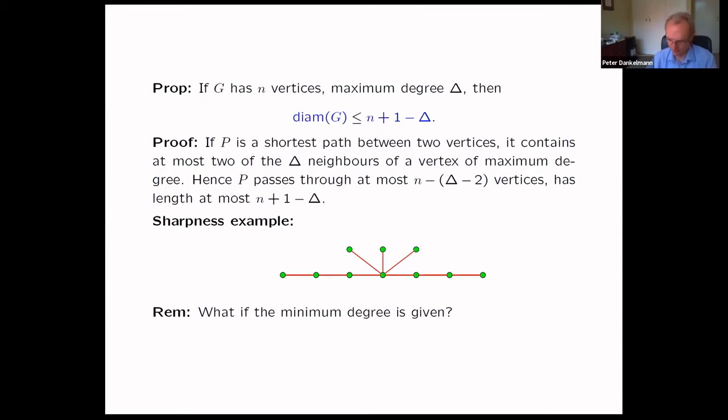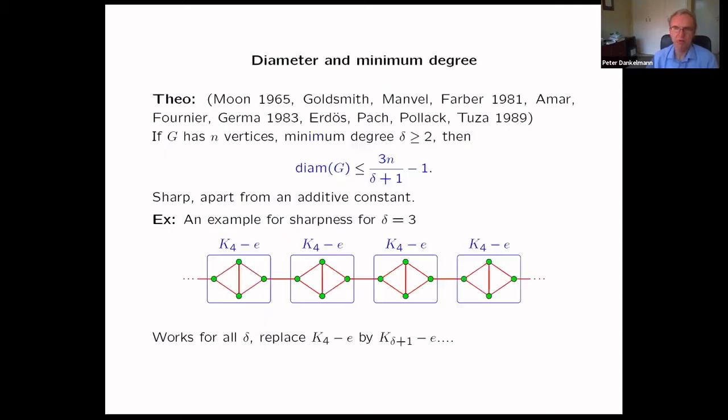And that's sharp. Okay, things get a lot more interesting if we say, well, okay, let's move away from trees. What if we know the minimum degree of our graph? Well, the minimum degree for trees is not very interesting because it's always 1. But what for other graphs? And that was a question that people got quite interested in a pretty good while ago.